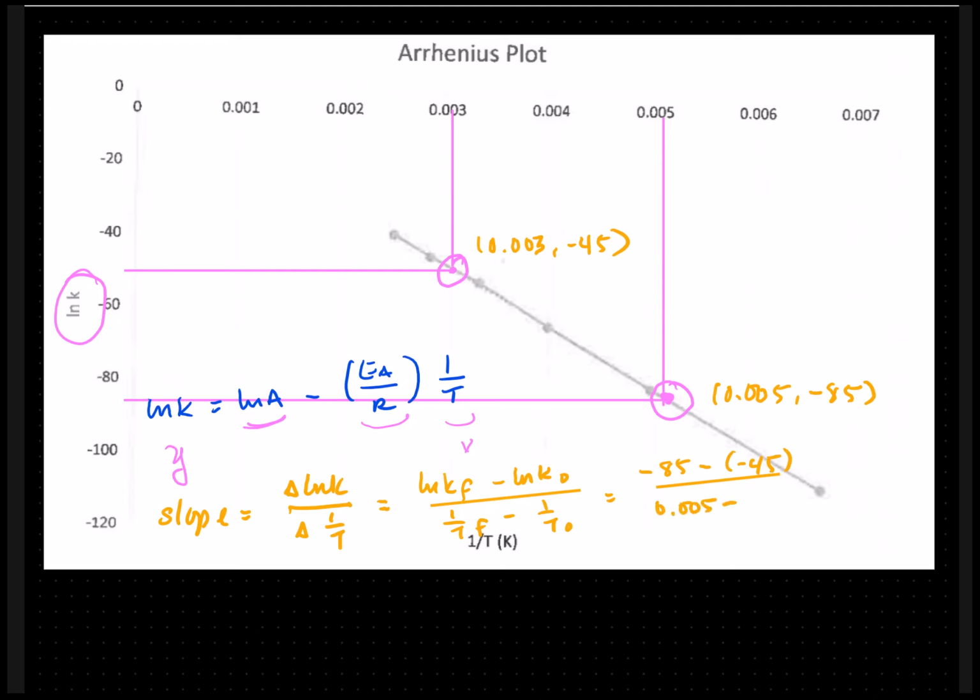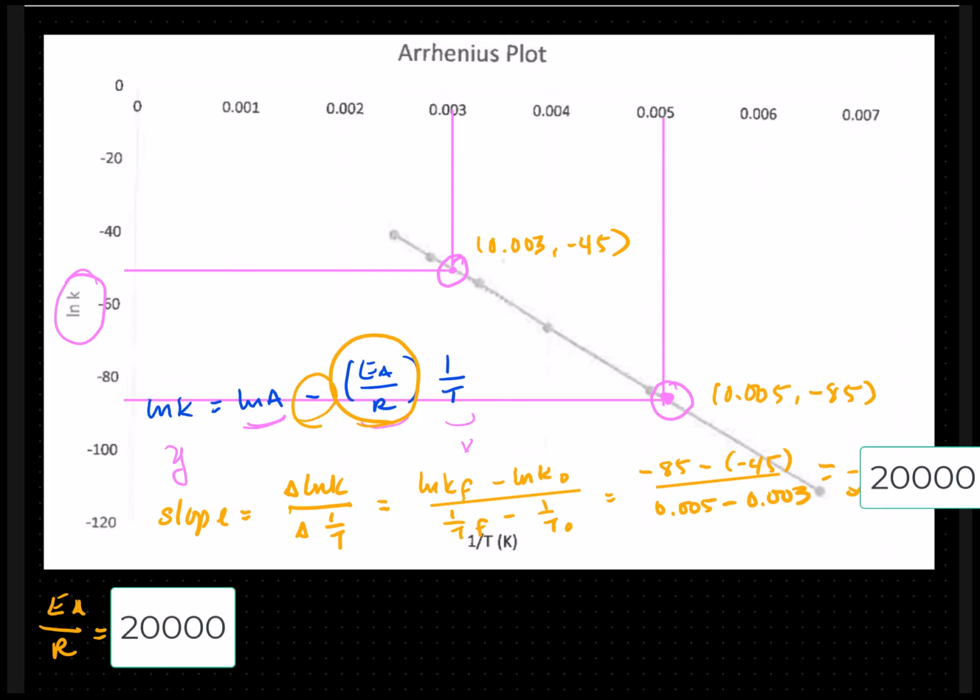divided by 0.005 minus 0.003. This equals, and what did we say the slope was? Activation energy over the gas constant. It came out negative because there's a negative sign, so the slope is going downward. That means EA over R is equal to this, and we could actually solve for EA because we know what R is. R is 8.31 times 10 to the negative third kilojoules per mole Kelvin.